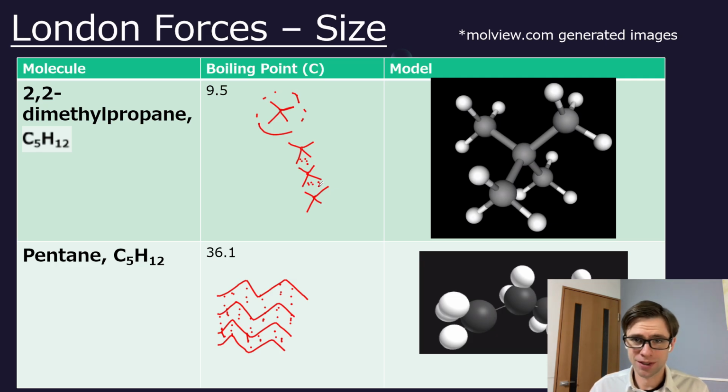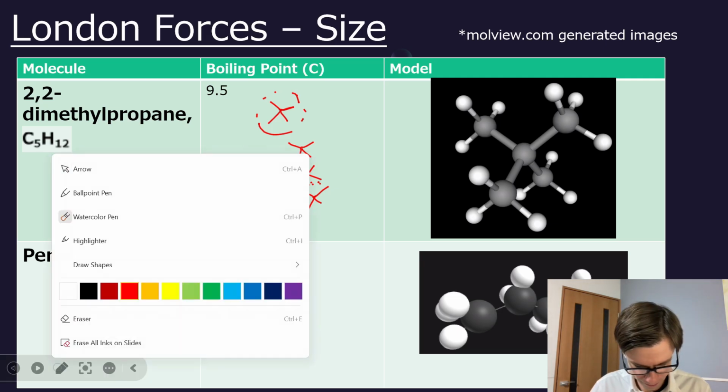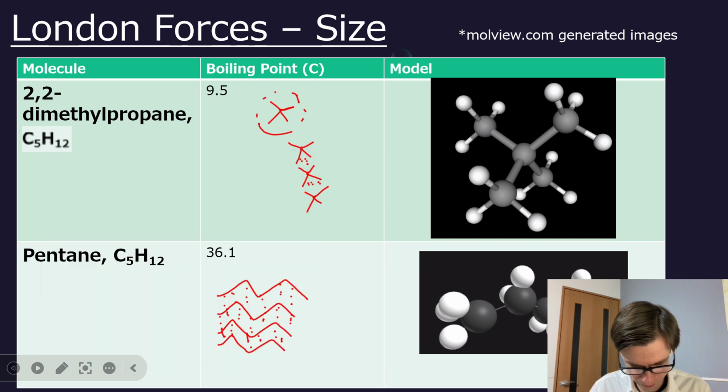Okay, hopefully you follow me on that. More surface area that can be in contact leads to stronger London forces. So things that are sort of packed up and spherical don't have as much surface area available and have weaker London forces.